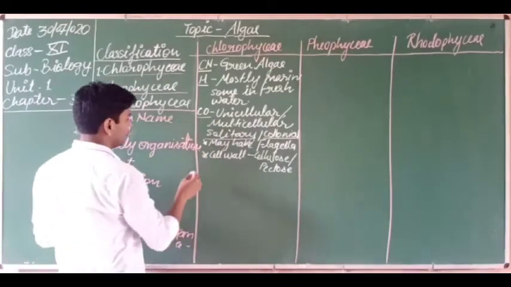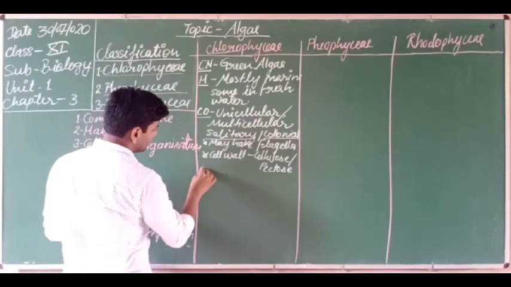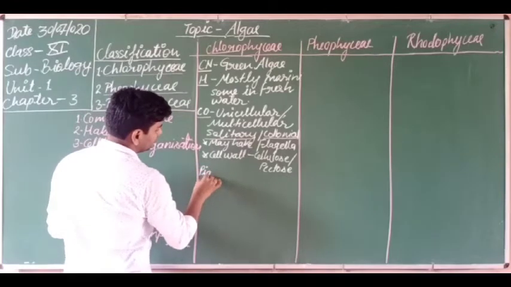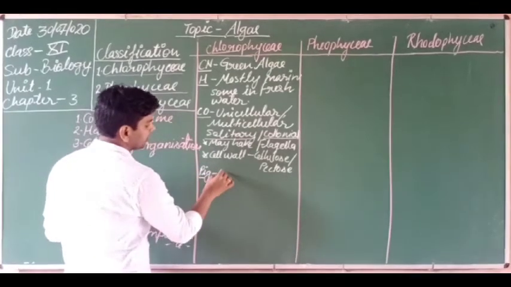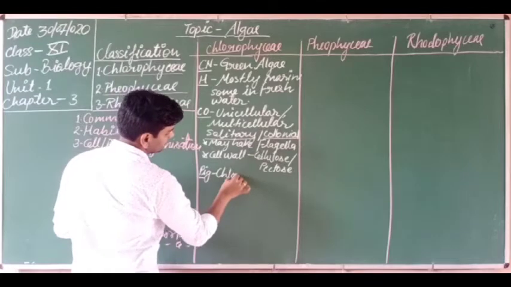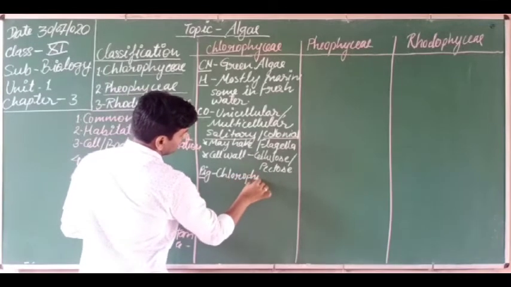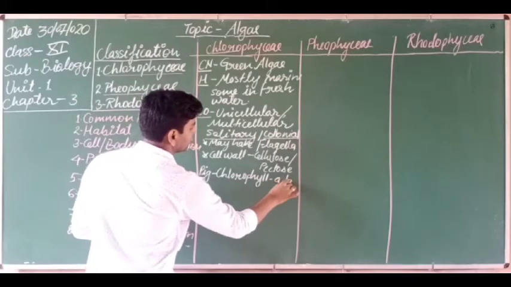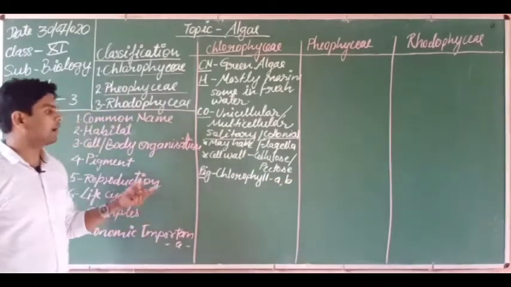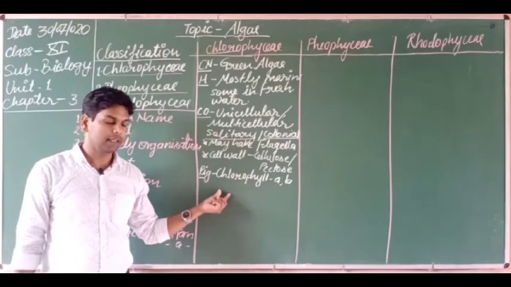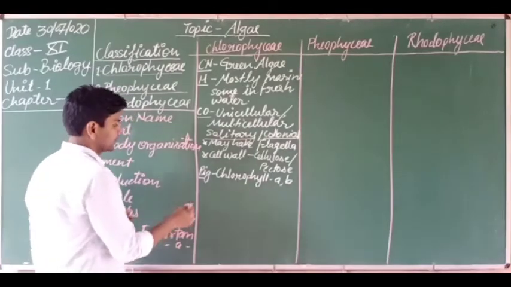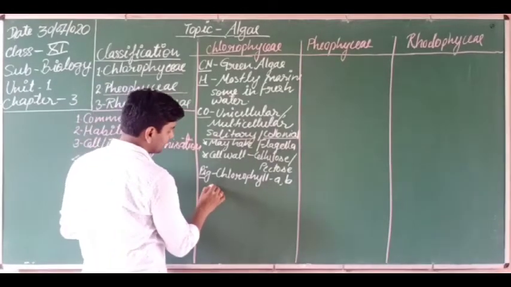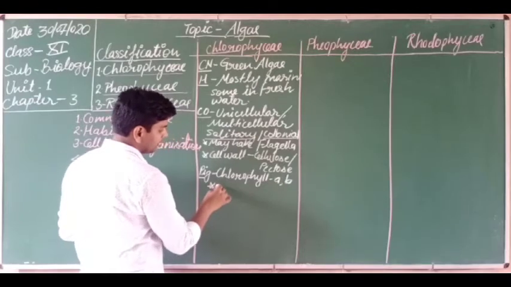Next one is, which type of pigment is found? So the pigment is the chlorophyll A and B. So chlorophyll A and B are found here. This is the most important term. Okay. So chlorophyll A and B. And chloroplast, this is the most important point.